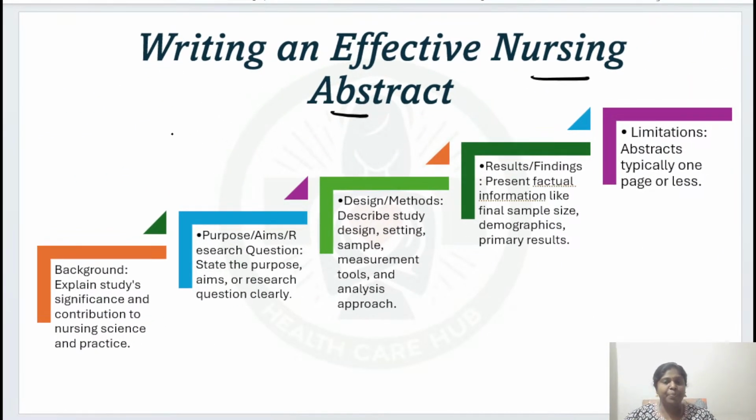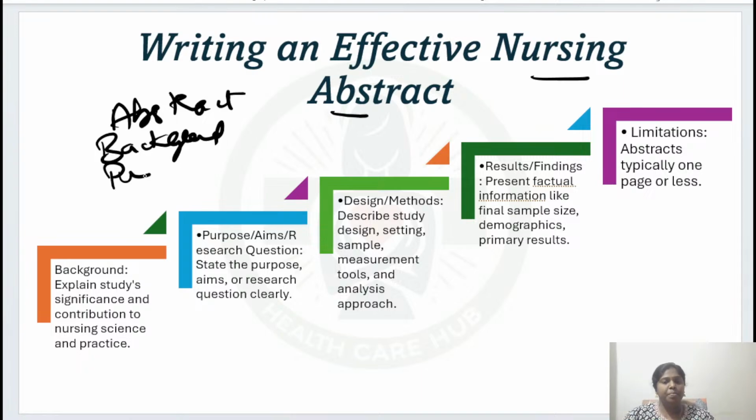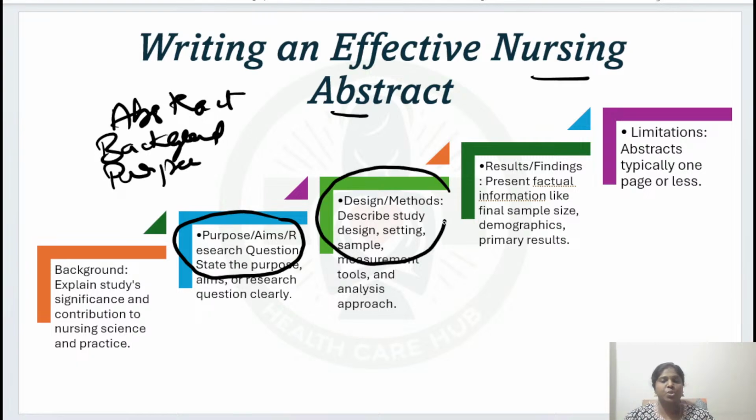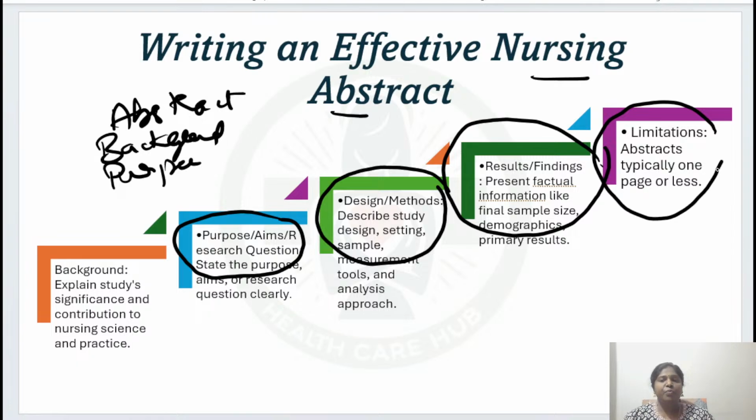But if you look at the abstract, what does the abstract include? The background of the study and the purpose, why we did it, what is the aim or purpose of our study, and what kind of design we used: quantitative method, qualitative method, quasi-experimental method, and results. So the abstract includes the results of our study, then limitations. And the complete study will be included in one particular paper.